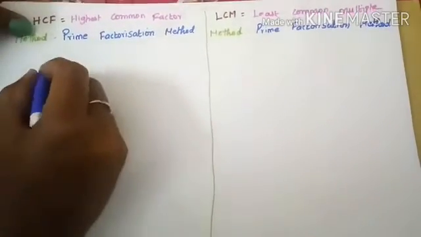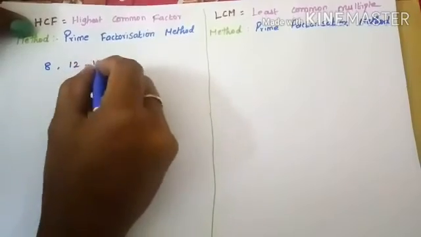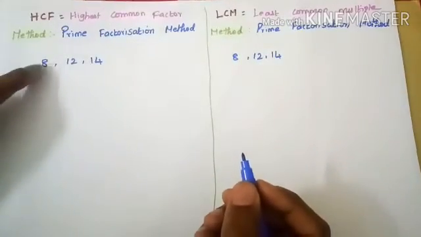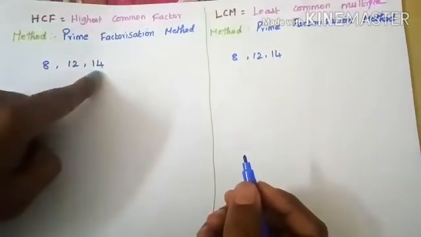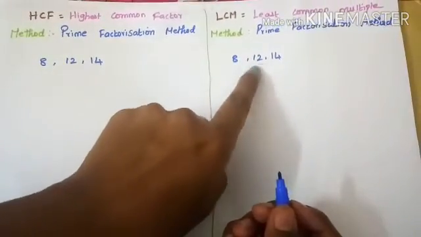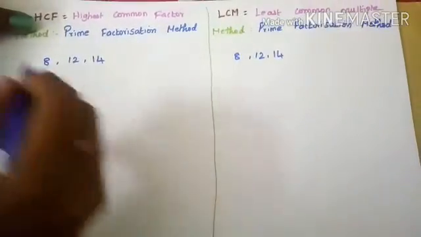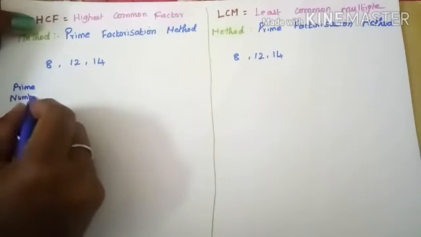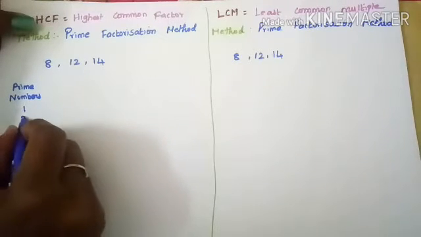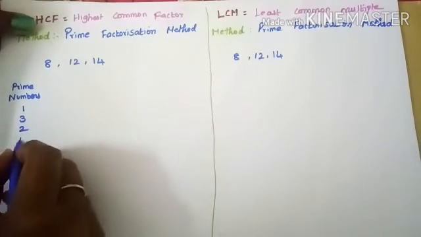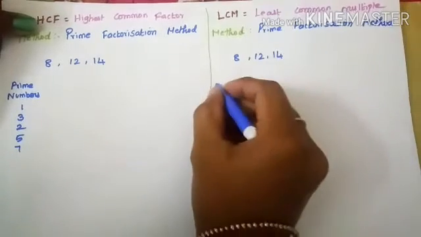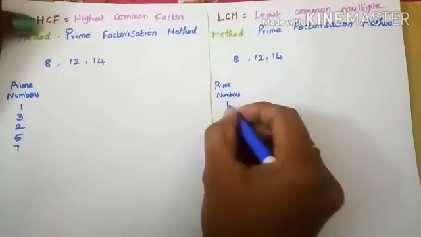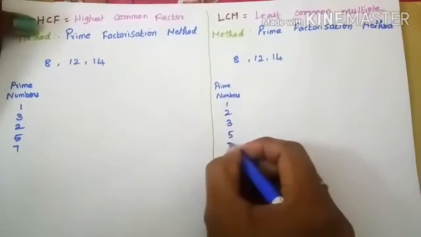So here I take 8, 12 and 14. So how to find the HCF of 8, 12 and 14 and find the LCM of 8, 12 and 14. So before that we write what are the prime numbers. Prime numbers 1, 2, 3, 5, 7.